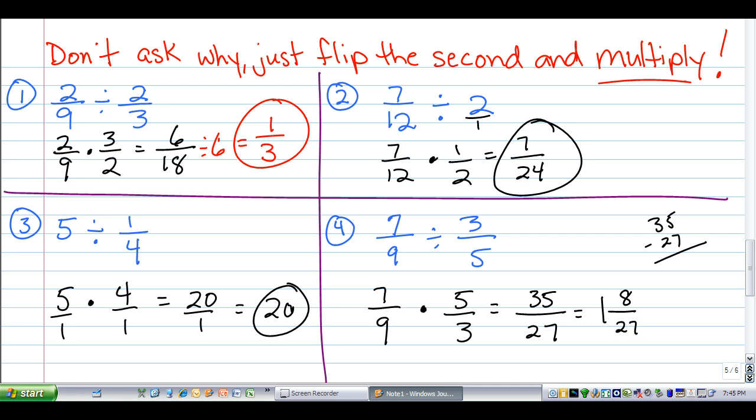If you want to make sure that you're correct, you could just give it a swirly. 27 times 1 plus 8, does that give you 35? And it does. So the final answer is 1 8/27.